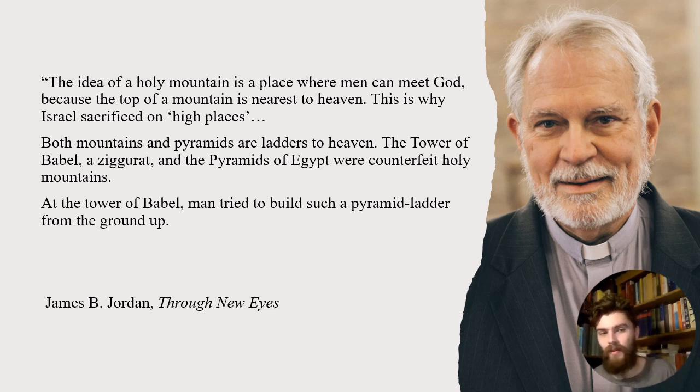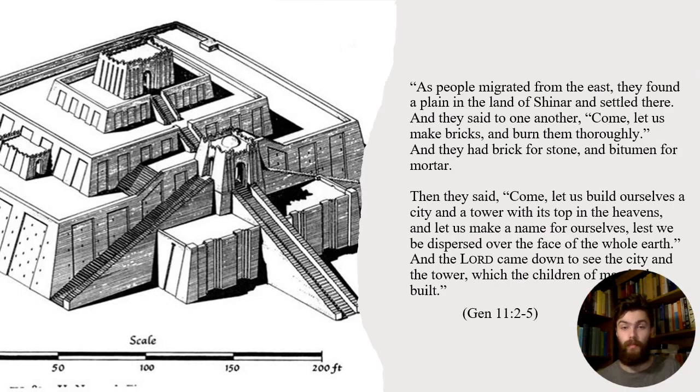He digresses a bit here and says that the Tower of Babel, man tried to build such a pyramid ladder from the ground up. And this is what I was mentioning before, that the Tower of Babel is this understanding of reinstating Eden on humanity's own terms. We read in Genesis 11, if we're probably all familiar with this story, that when people migrated from the east, they settled in the land of Shinar, and they came together, burnt bricks, and built a tower with bitumen and brickwork, saying, "Let us build ourselves a city and a tower with its top in the heavens. Let us make a name for ourselves, lest we be dispersed over the face of the whole earth."